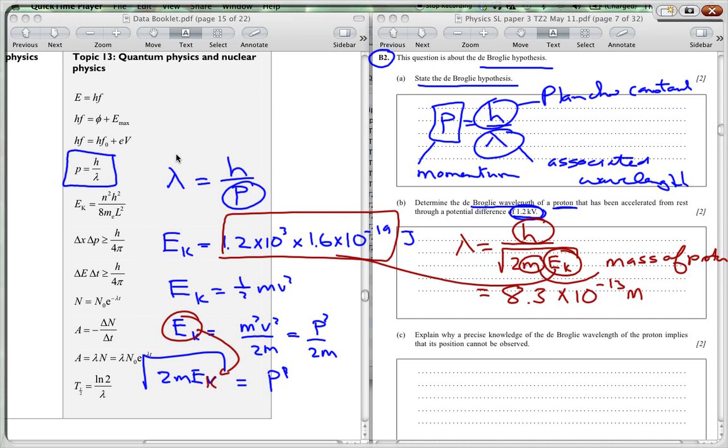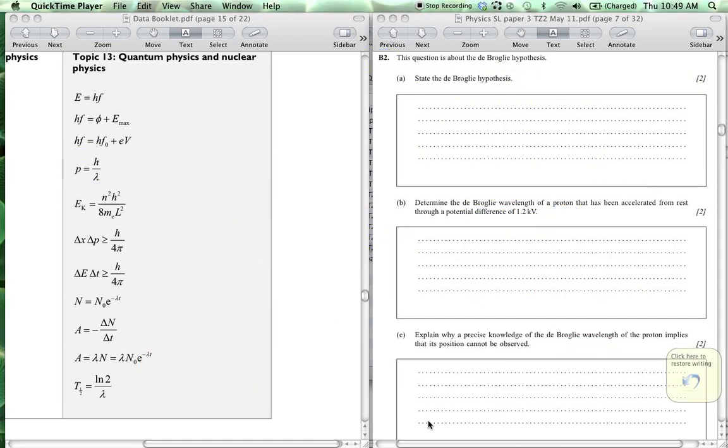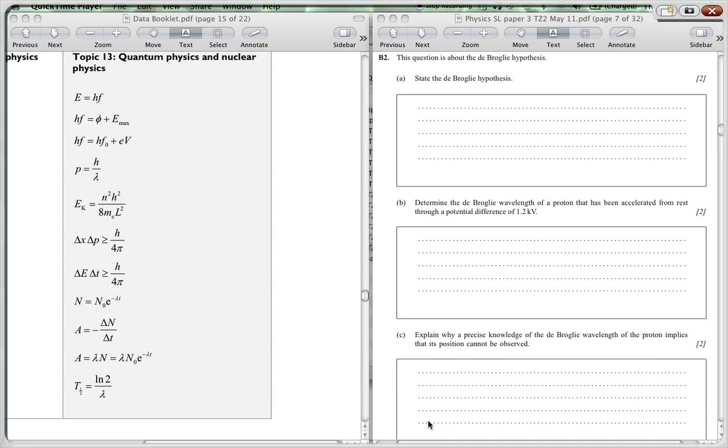Then explain why a precise knowledge of the de Broglie wavelength of a proton implies that the position cannot be observed. With this, we're going to be using Heisenberg's uncertainty principle. We're going to specifically use this one: the uncertainty in x and the uncertainty in p must be greater than or equal to h over 4 pi.